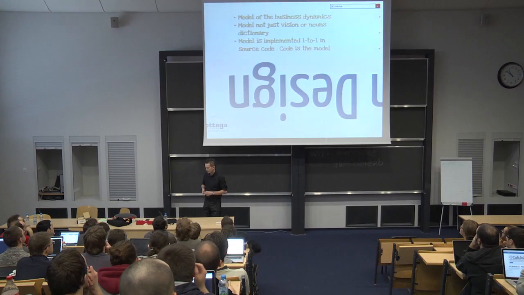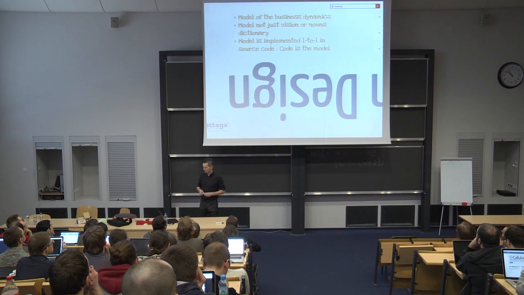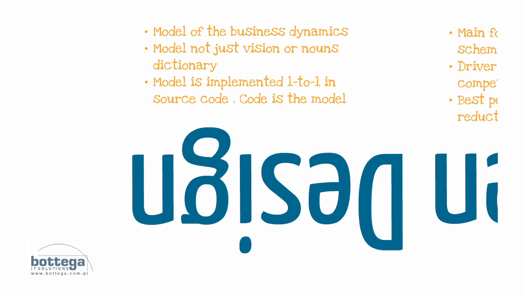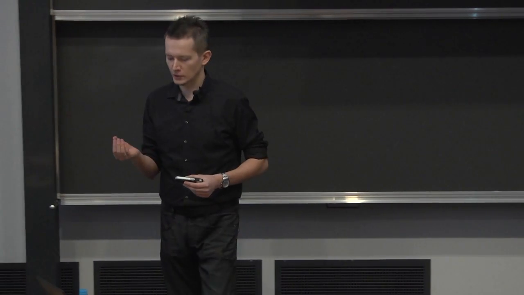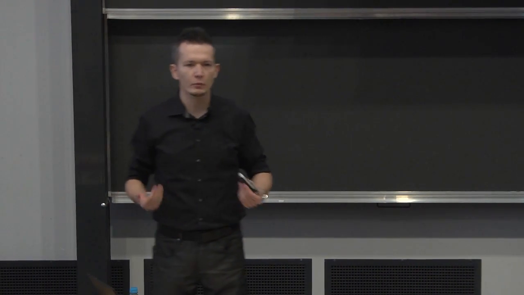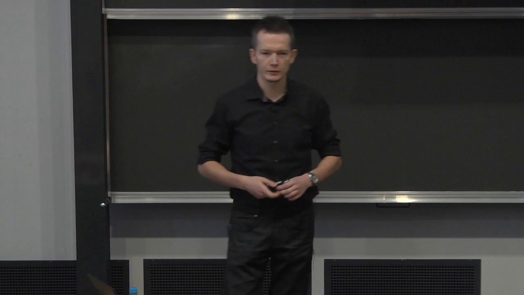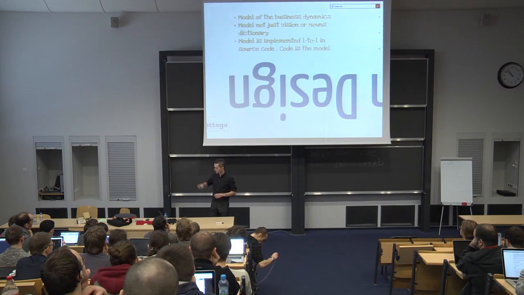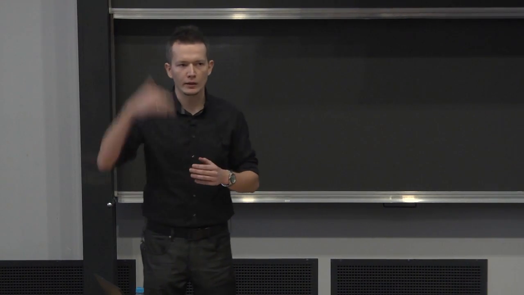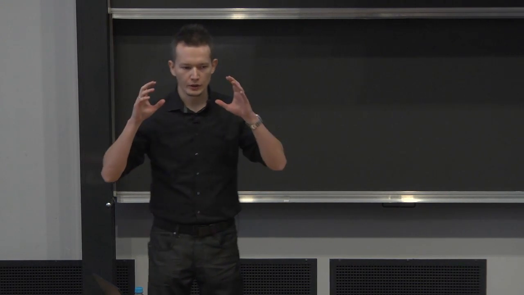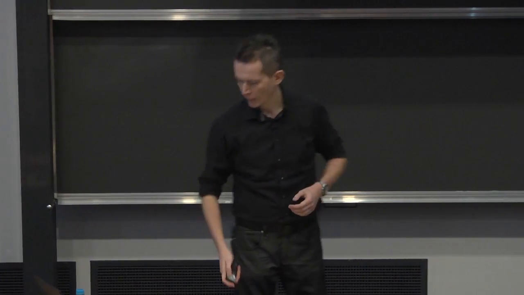Let's reverse the grammar. So we'll talk about design. Our goal will be to model a business problem, not just vision, not just nouns. Have you ever seen entity relationship diagrams? Only data structures. How to figure out what's going on in the business? It's not a model. A database schema is not a model. And in DDD, our model will be implemented one-to-one in the source code. No abstraction, no high-level, low-level models. One-to-one implementation in the source code.